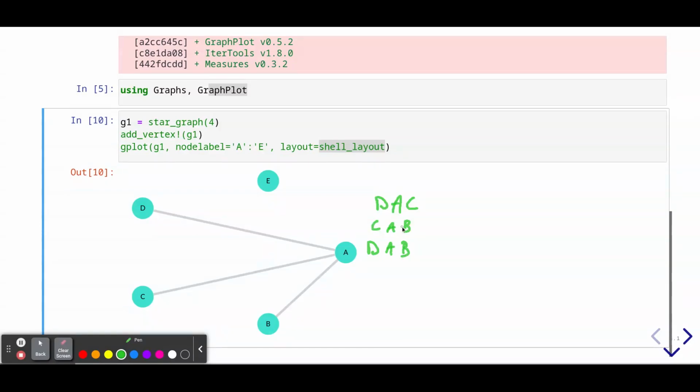And when I write them in this way, what I mean is the first one, we'll note it in purple. It starts here at D, it moves to A, and then it goes to C. So we're just following the edges from D to A and then from A to C.